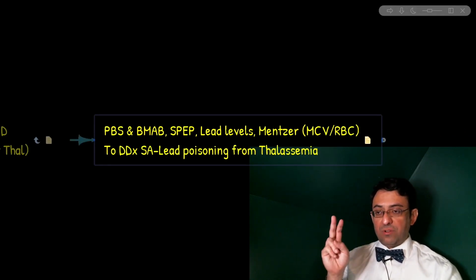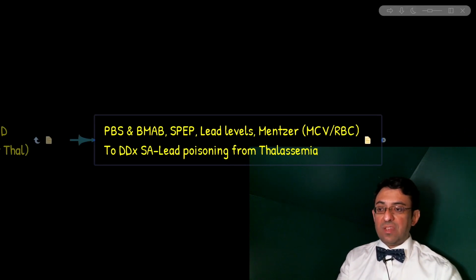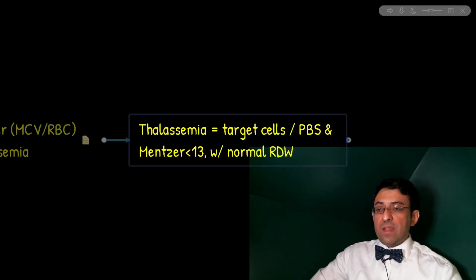Given the fact that our differentials are going to be thalassemia and sideroblastic anemia, we need to order peripheral blood smear. That's the very most important first test after serum iron studies. We also need to order serum lead levels as well as hemoglobin electrophoresis. What findings favor thalassemia? In PBS, we see target cells in both alpha and beta thalassemias. In alpha thalassemia, we could see acanthocytes. In beta thalassemia, we could see basophilic stippling. So A for alpha, basophilic B for beta.